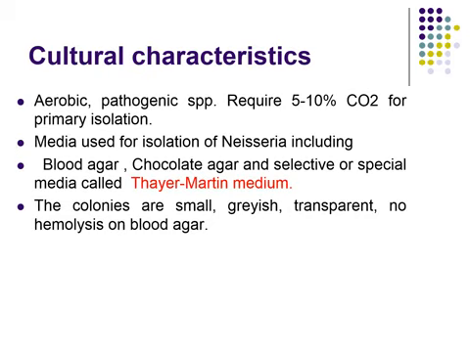You can use chocolate agar, blood agar, and a selective or special media called Thayer-Martin media. So the special or selective media used to isolate Neisseria gonorrhoeae or Neisseria species is Thayer-Martin medium. The colonies are small, grayish, transparent, with no hemolysis on blood agar.